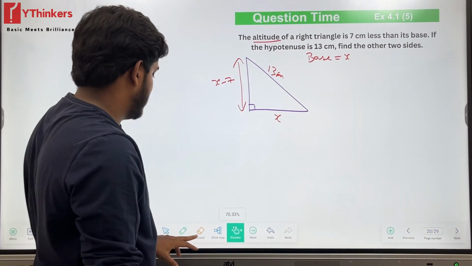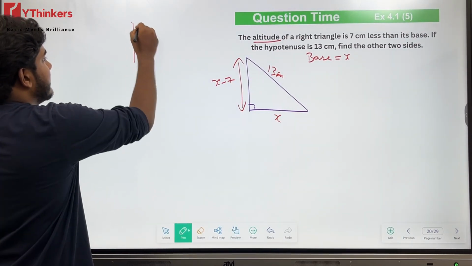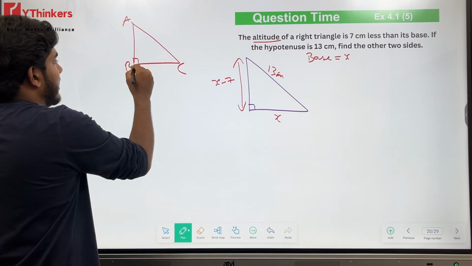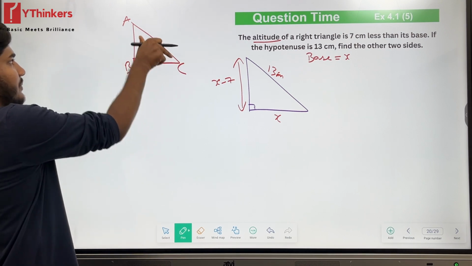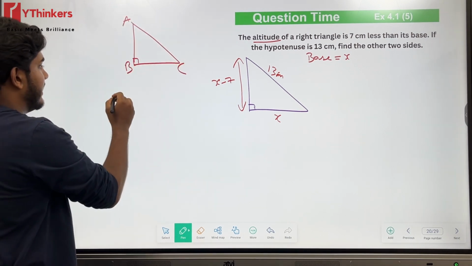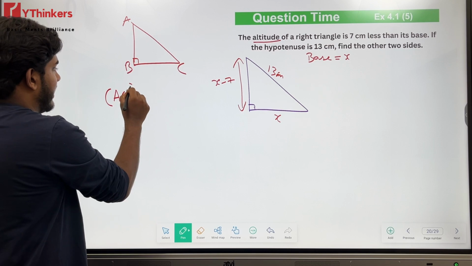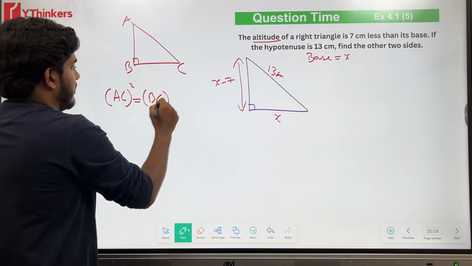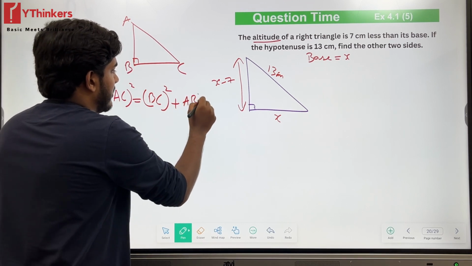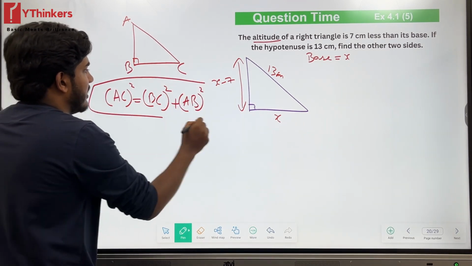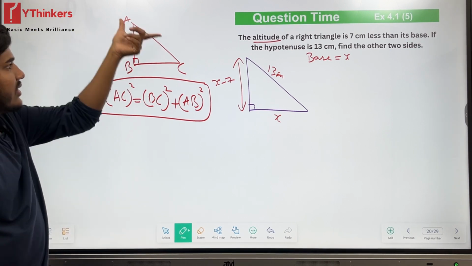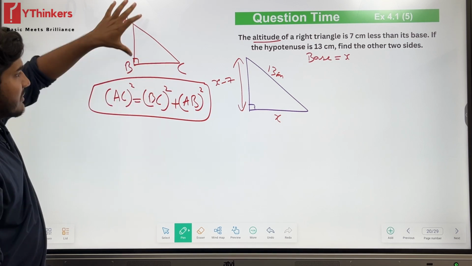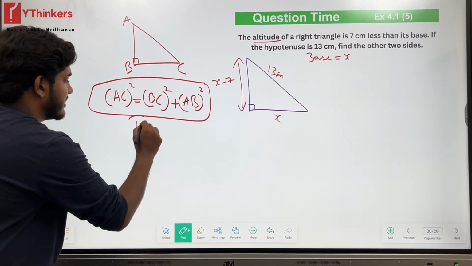If I have a right angle triangle like this, A, B, C, Pythagoras theorem says that the hypotenuse, the longer side AC, the whole square gives me BC square plus AB square. This is what Pythagoras theorem says. If I take the longer side and square it, it will be equal to altitude square plus base square. That is what Pythagoras theorem says.